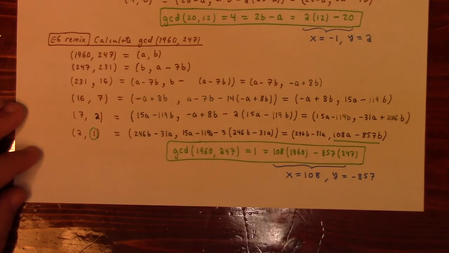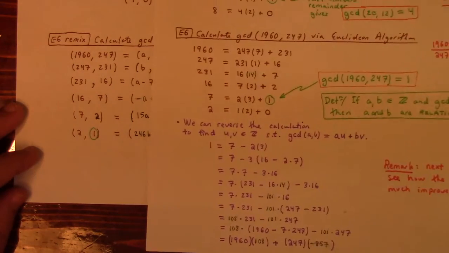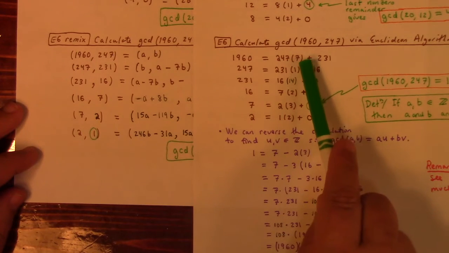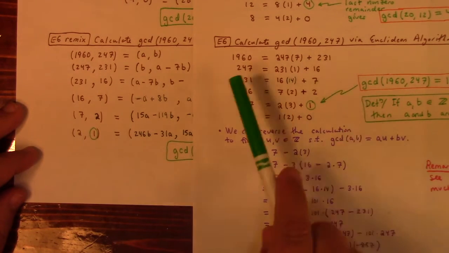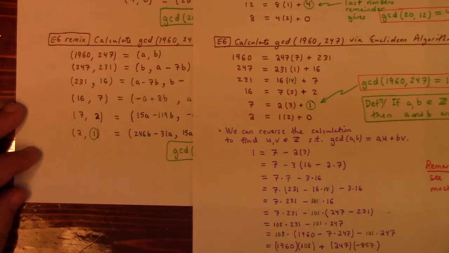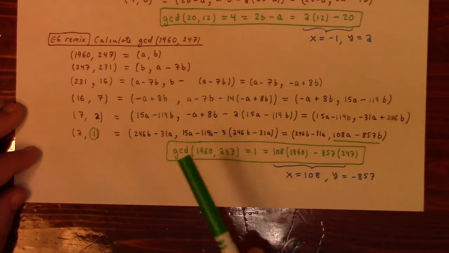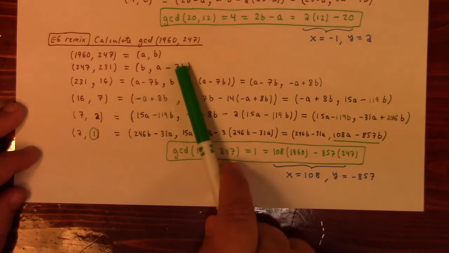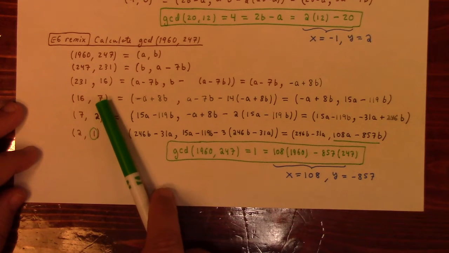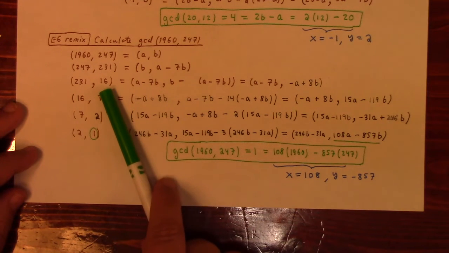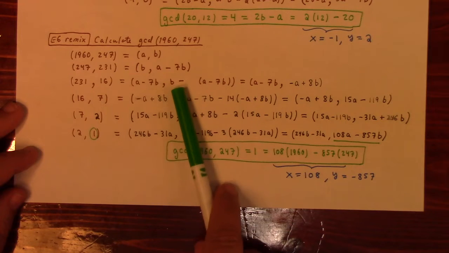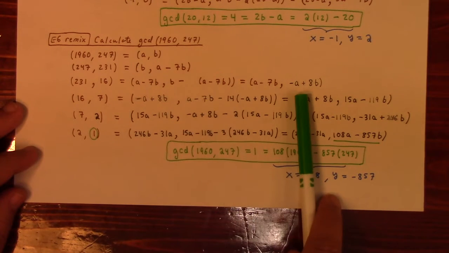Going back to the lecture, why is there 7 there? It's because 1960 is 247 times 7 plus 231, right? So 1960 minus 7 times 247 is 231. That's why I put A minus 7B there. Now this A minus 7B comes down to there, just like the 231 goes down to there. And then the question is, how do I get 16? I get 16 from 247 minus 231, right? So that's B minus (A minus 7B), which cleans up to this.